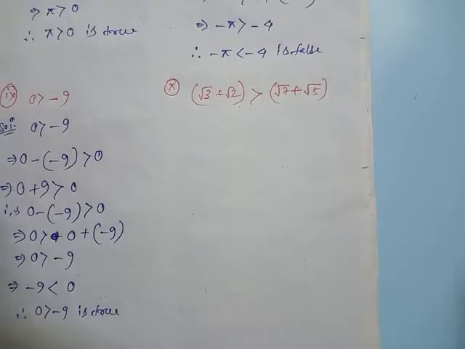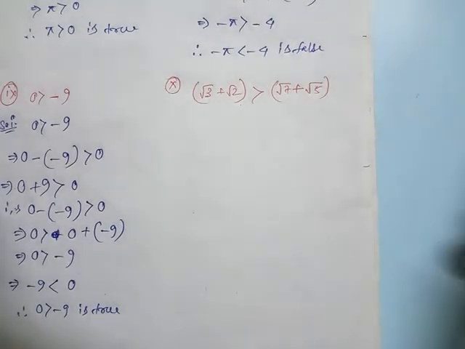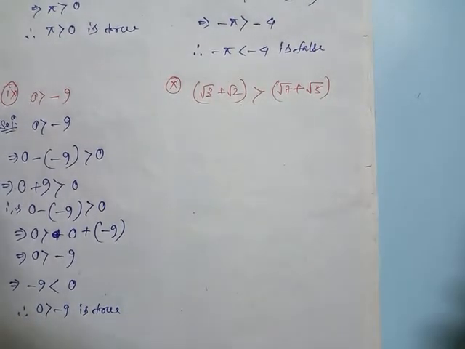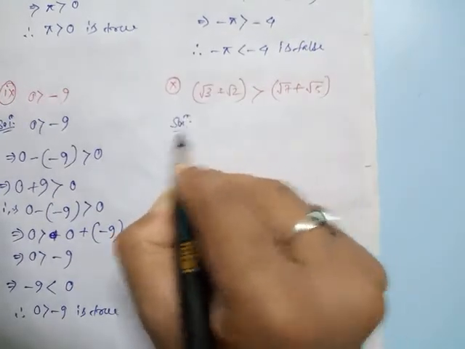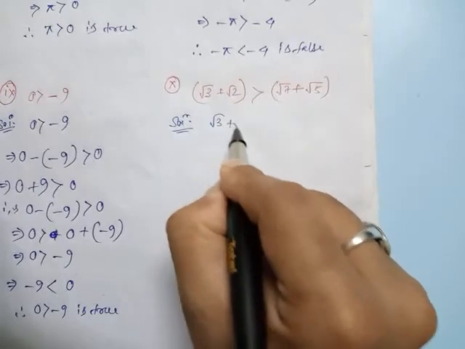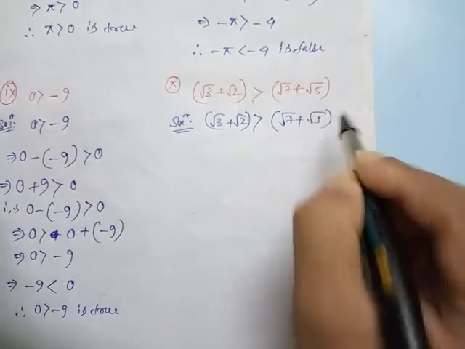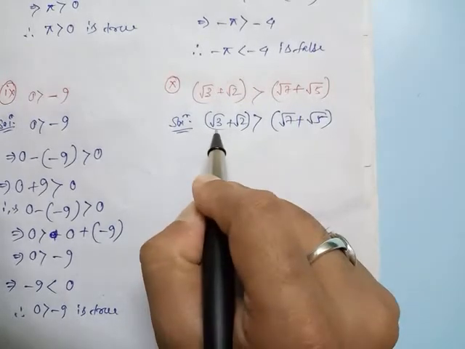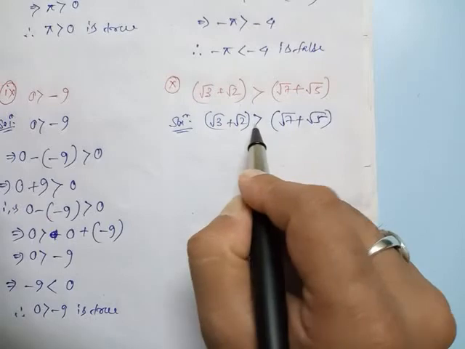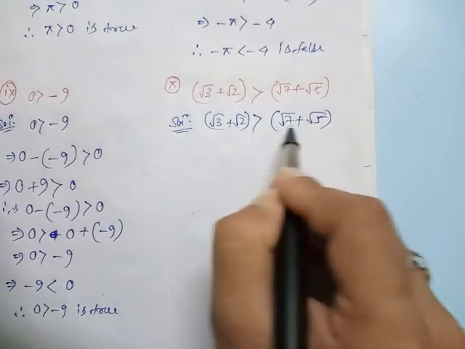Now student, the next question is number 10: root 3 plus root 2 bigger than root 7 plus root 5. I have to check whether it is true or false. First of all student, I will write here solution, then I will write this question: root 3 plus root 2 bigger than root 7 plus root 5. Now after that student, first of all I will write root 3, and we write that root 3 less than root 7 and here root 2 less than root 5.